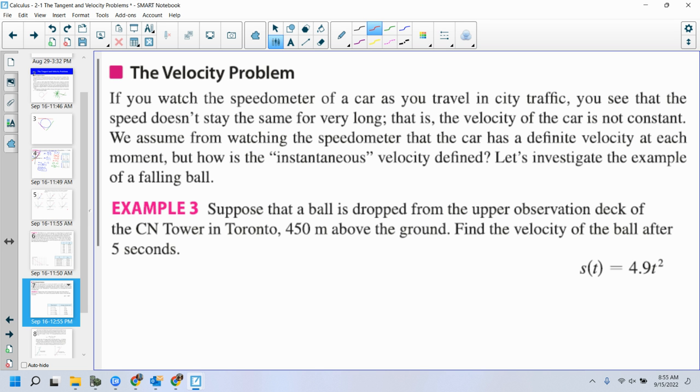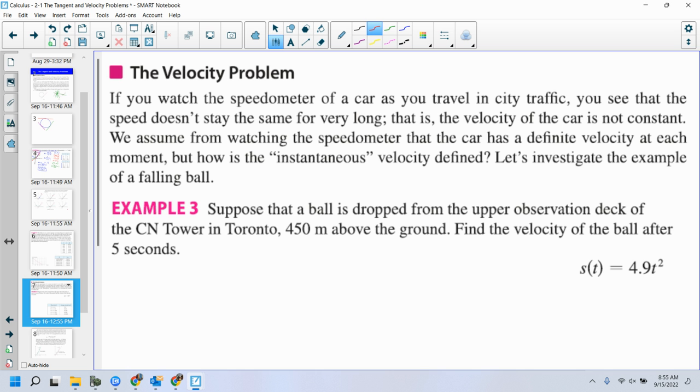If you watch the speedometer of a car as you travel in city traffic, you see that the speed doesn't always stay the same for very long. That is, the velocity of the car is not constant. Even on a highway, is your velocity always constant? No, you're braking, you're speeding up, you get stuck behind somebody slow, you get trapped in by a truck. You've got to slow down, you've got to speed up. You see a cop, you've got to slow way down.